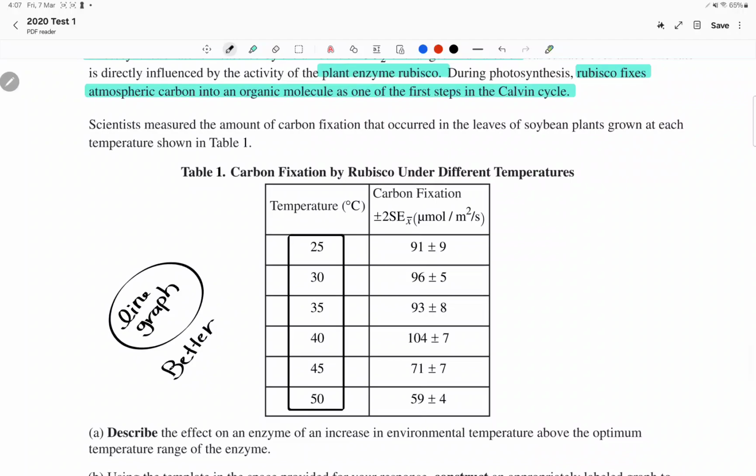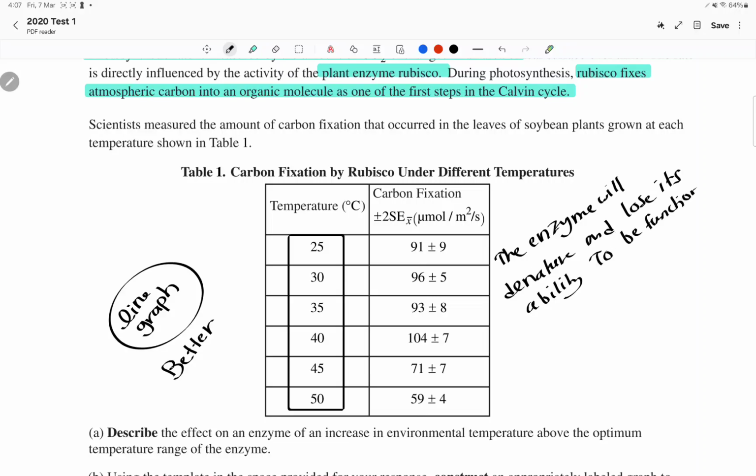Describe the effect on an enzyme of an increase in environmental temperature above the optimum temperature. Guys, if there is more temperature than the enzyme can take, what happens to the enzyme's ability to function? Denature. Right. So the enzyme will denature and lose its ability to be functional. So the reaction rate is reduced.